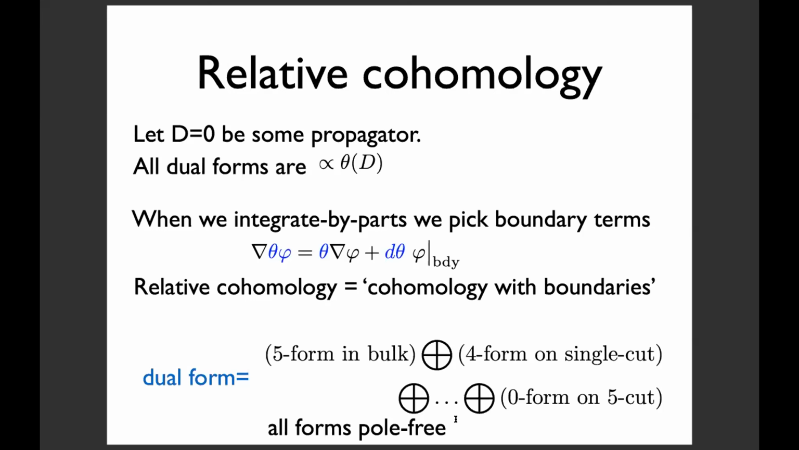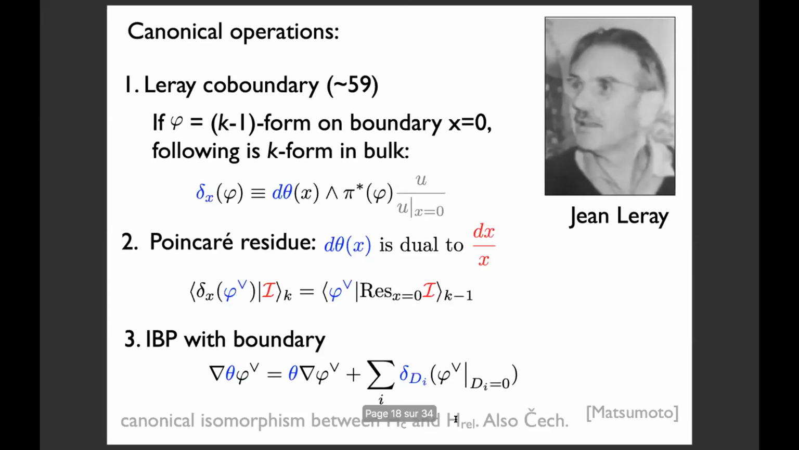That's our space. So before we tell you what this has to do with physics, let me summarize the 3 operations we need. All of these were defined by Leray in the 50s. One is the one I just described. If you have some boundary, like on a cut, you can make a higher dimensional form on the bulk by wedging it with the delta function on this little circle. That's a so-called co-boundary map. I'm going to use that a lot.